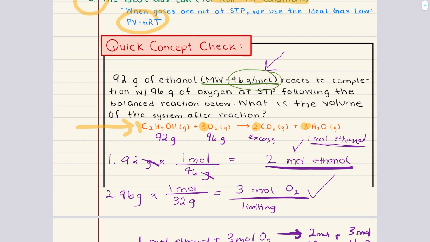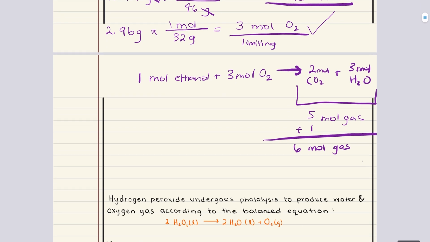The problem tells us we're operating under STP, which means we can calculate this very easily. Under STP, 1 mole of any ideal gas occupies 22.4 liters. Since we have 6 moles of gas, we want to multiply this value by 6, and that gets us 134.4 liters. This is our final answer.